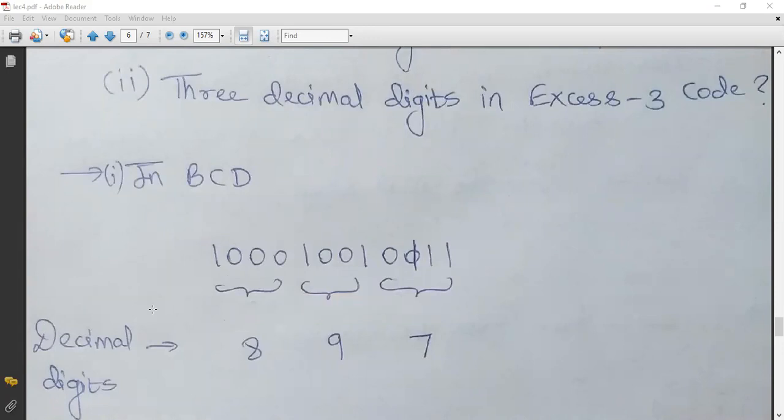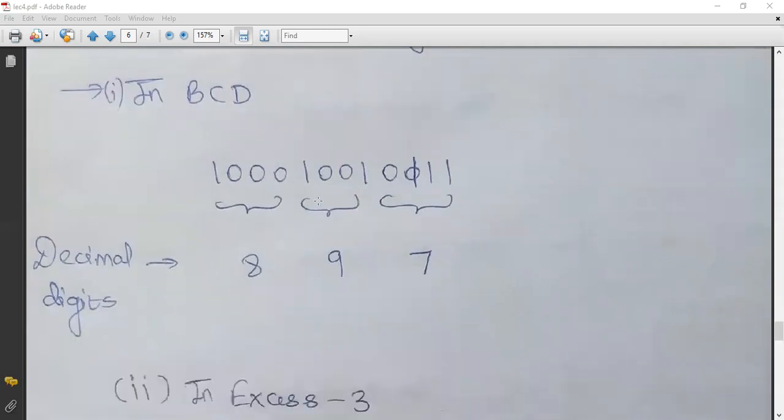Okay. So as we know, the BCD is nothing but a 4-bit binary number. Fine. So what we are going to do is represent this binary number in groups of 4. How are we going to do it? We start from the MSB. 1000 will form one group, 1001 will form another group, and 0111 will form another group.